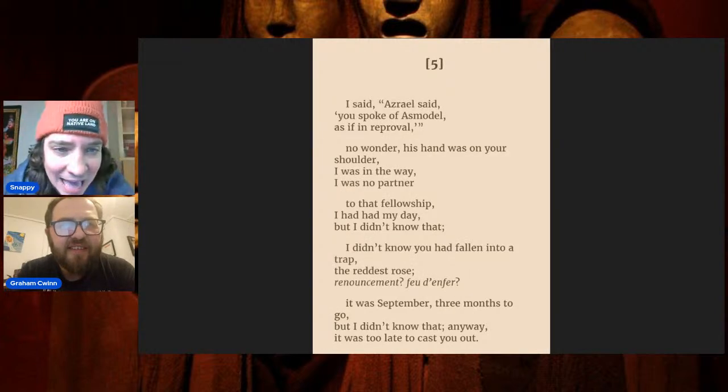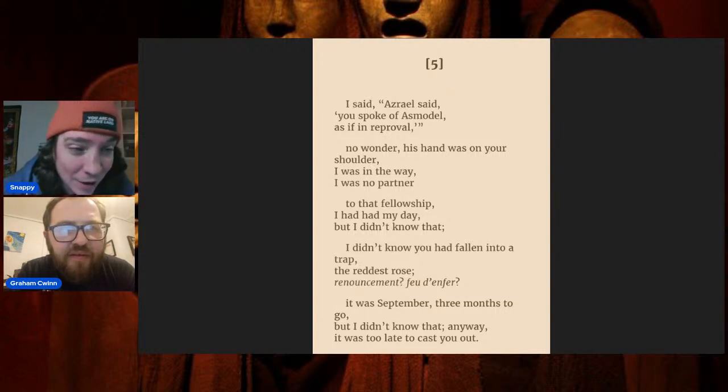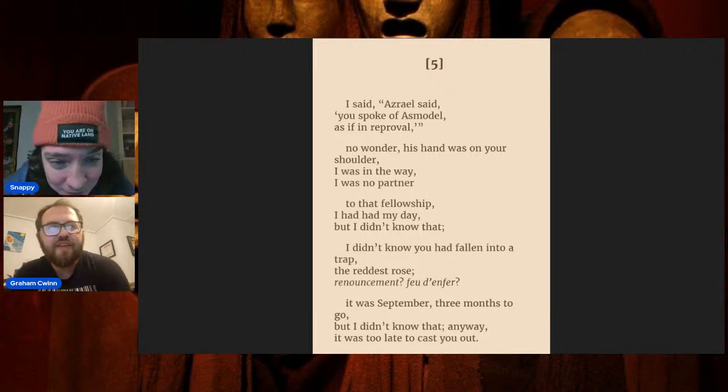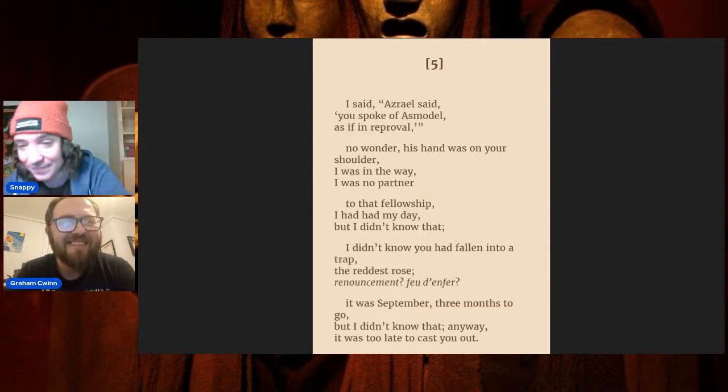I said, Azrael said, you spoke of Asmodel as if in reproval. No wonder. His hand was on our shoulder. I was in the way. I was no partner to that fellowship. I had had my day, but I didn't know that. I didn't know you had fallen into a trap. The reddest rose. Renoncement, feu d'enfer, right? Fires of hell. Yeah. It was September, 3 months to go, but I didn't know that anyway. It was too late to cast you out.